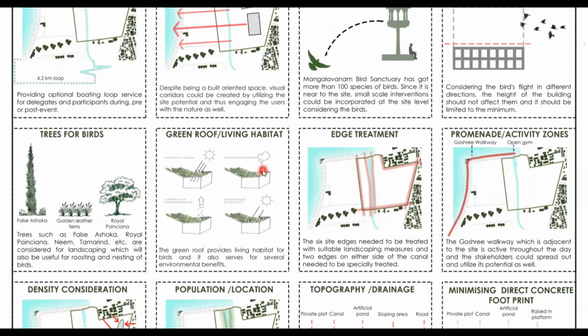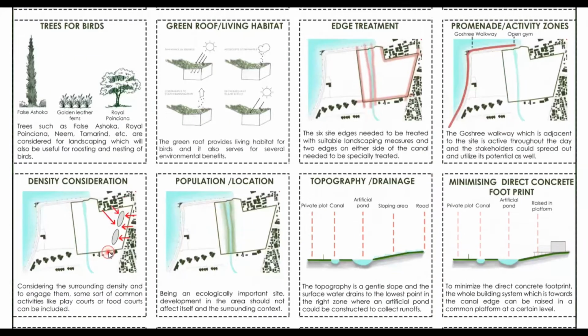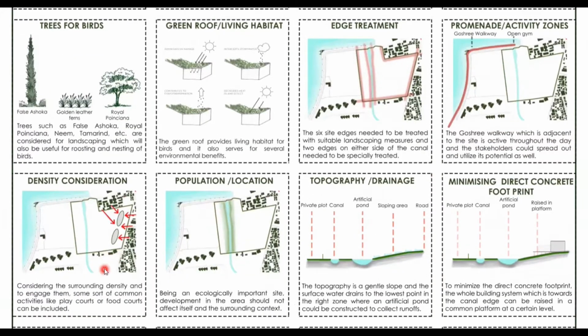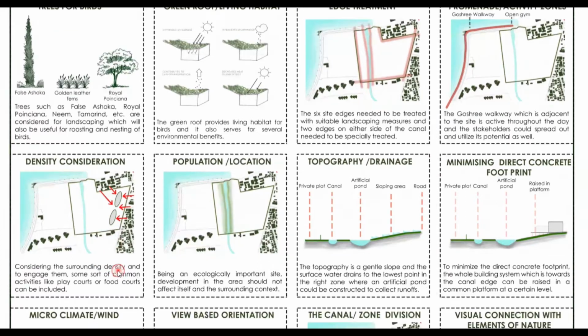And the green roof has several advantages. It mainly decreases the heat island effect, and it also acts as a living habitat for the birds as well. And the edge treatment: there are 6 edges in my site, the 4 periphery edges and the 2 edges on either side of the canal, which will be treated with proper landscape elements. And the promenade, there's a Godfrey walkway there, so it's a somewhat active zone, so the delegates could also engage in those areas. And considering the surrounding density, I thought of incorporating some play courts so that the surrounding density could also engage on a non-event day.